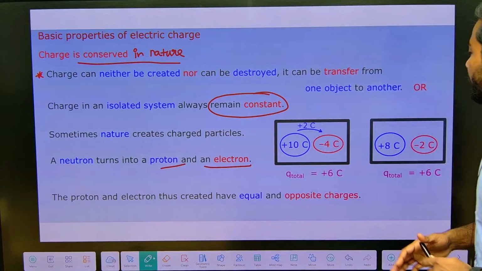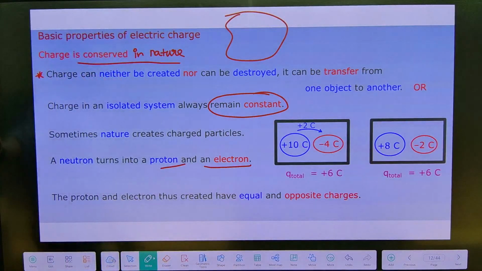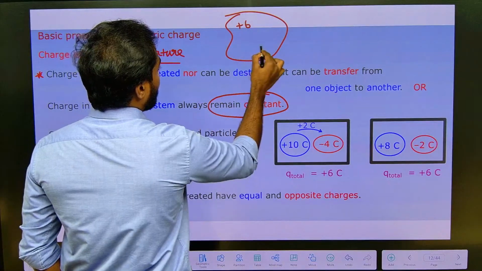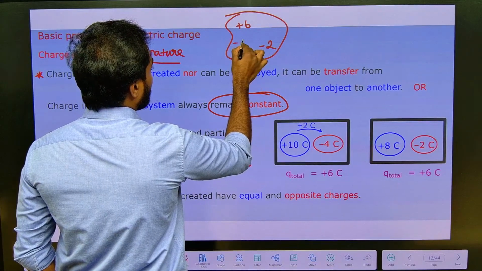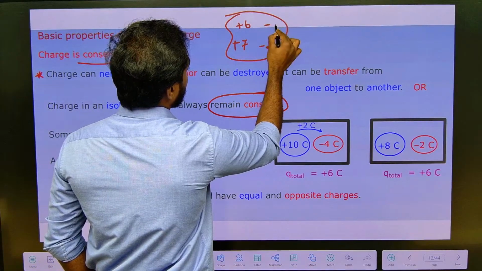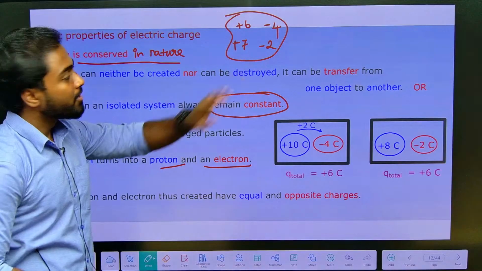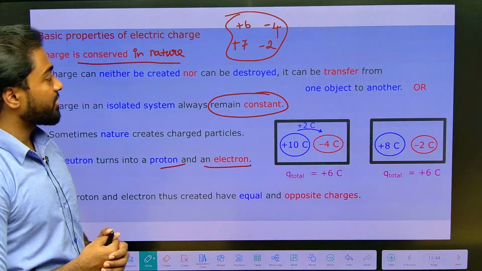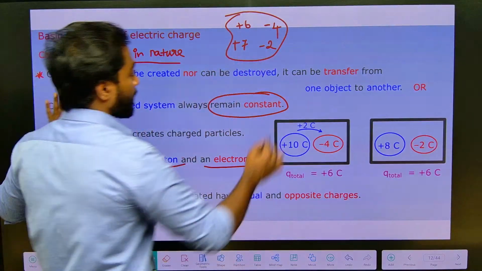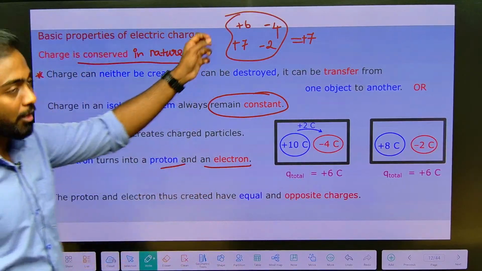So for example, if we take any system, I am taking plus 6, minus 2 and plus 7. One more charge we will take, minus 4. These are the charges I have taken in this system. So what is the sum of the charge present in the system? 6 plus 7 is 13, 13 minus 6 is again 7, right? So it is equal to 7. Plus 7 we should write that, the symbol is also important, okay?